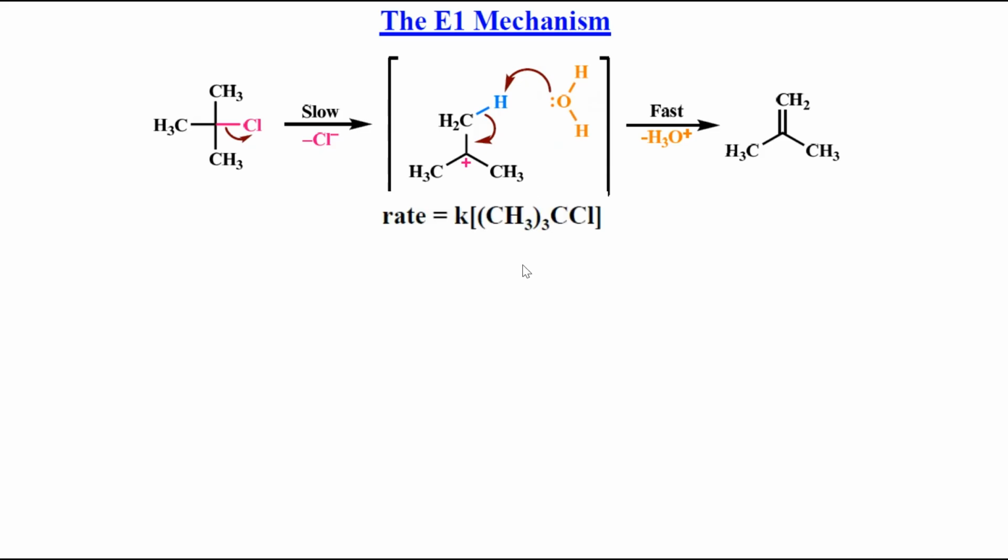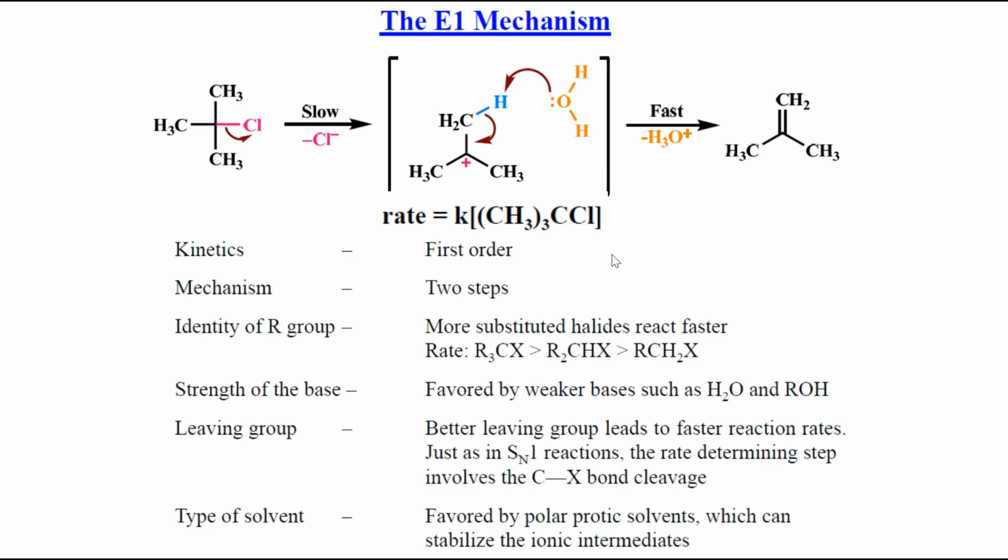The characteristic feature is that the rate of the reaction is dependent upon the concentration of only alkyl halides. That's why it is unimolecular in nature. That's why it follows first order kinetics. The characteristic nature of this E1 mechanism is that it follows first order kinetics. The mechanism involves two steps. First step is the carbocation formation, which is the rate determining step, and the second step is the one in which the base abstracts the proton.